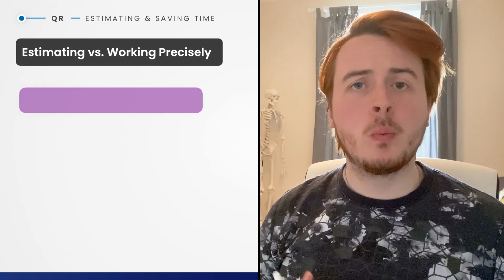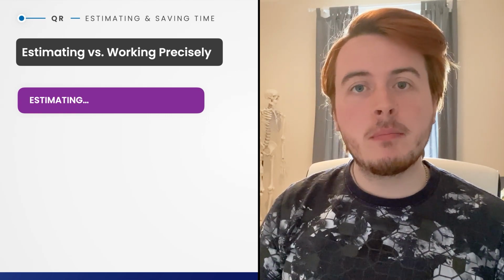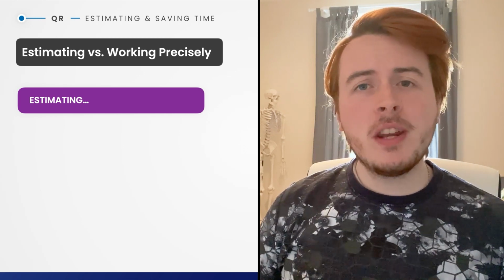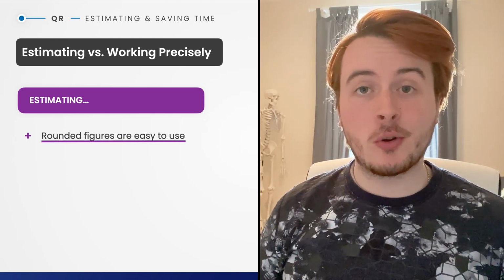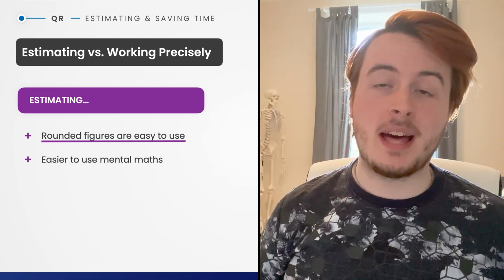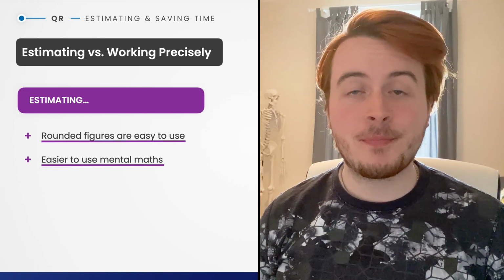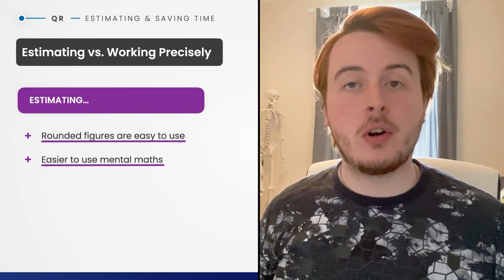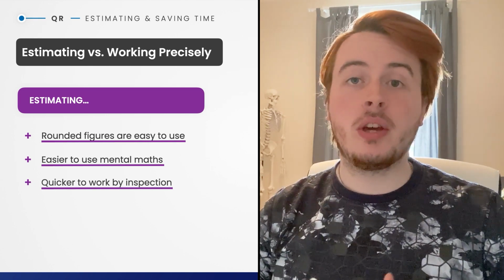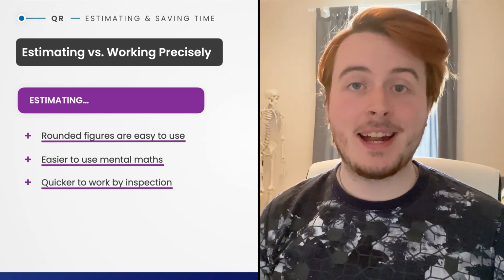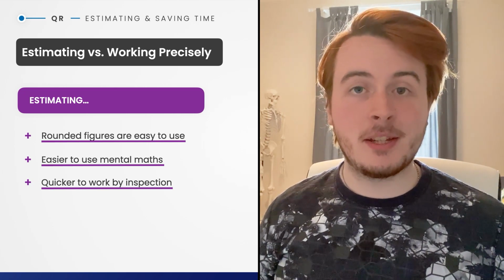So let's talk about why we would use estimation. We know it seems to be the better method for some questions, but why is it the better method? Well, fundamentally, if we're to round the answers, we're going to be able to use those answers a lot quicker. And we're actually going to be able to do mental maths for those ones. And mental maths is going to be far quicker than whipping out that calculator. Estimation also covers the concept of inspection or eyeballing, which is just where you can answer simply based on looking at the numbers and not really doing any maths involved there. So that's what the benefits of estimation are.